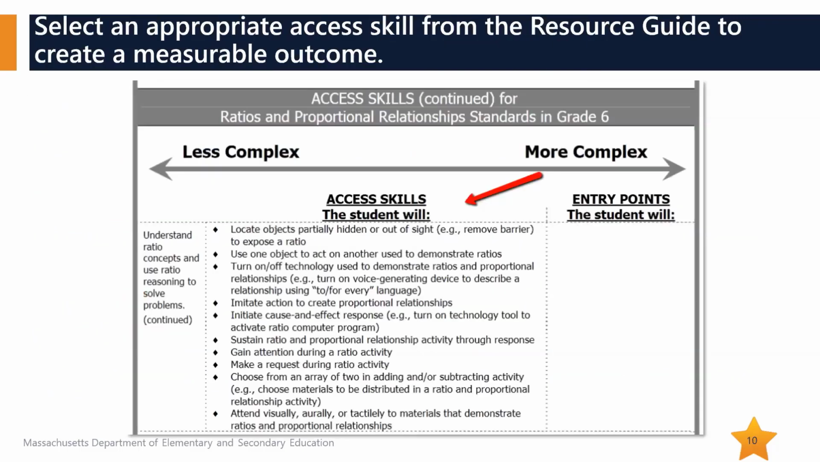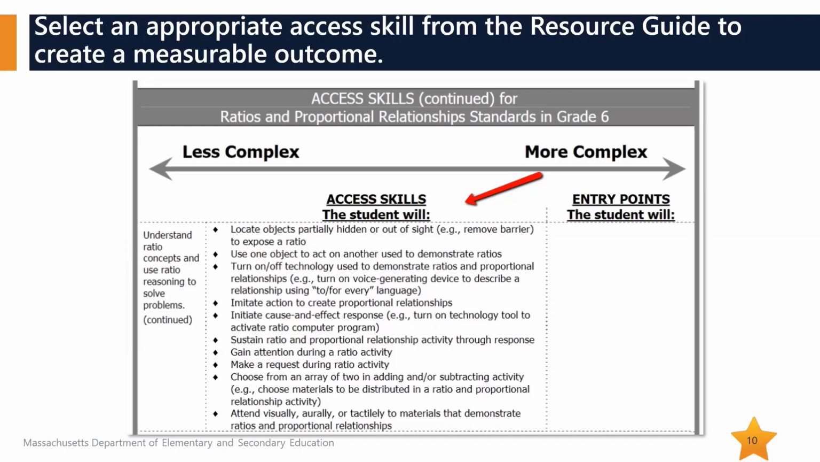So in the resource guide and the Forms and Graphs program, you'll find a robust list of access skills that you can use to create your measurable outcomes. So let's just look at this one, for example. Locate objects partially hidden or out of sight to expose a ratio. Use one object to act on another used to demonstrate ratios. Turn on technology used to demonstrate ratios and proportional relationships.